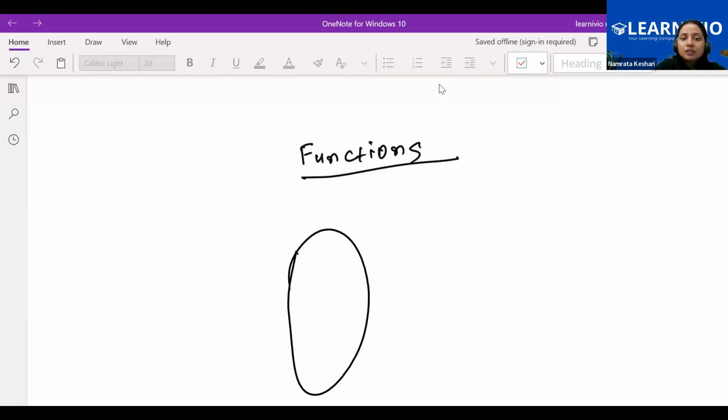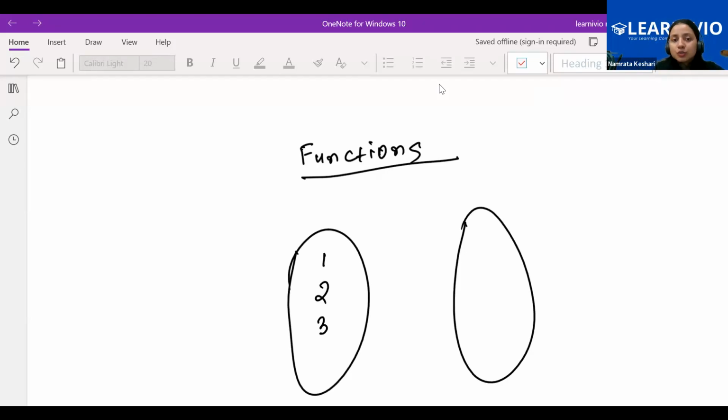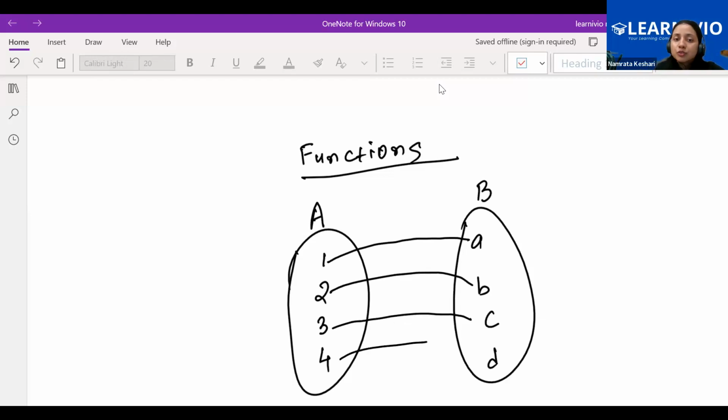Suppose we have this mapping diagram. Here we have 1, 2, 3, 4 and here we have A, B, C, D. Let's say this is set A and this is set B. If each and every element of set A has one image, 1 has one image, 2 has one image, 3 also has one image, and 4 also has one image, then we will say it fulfills the criteria of a function.